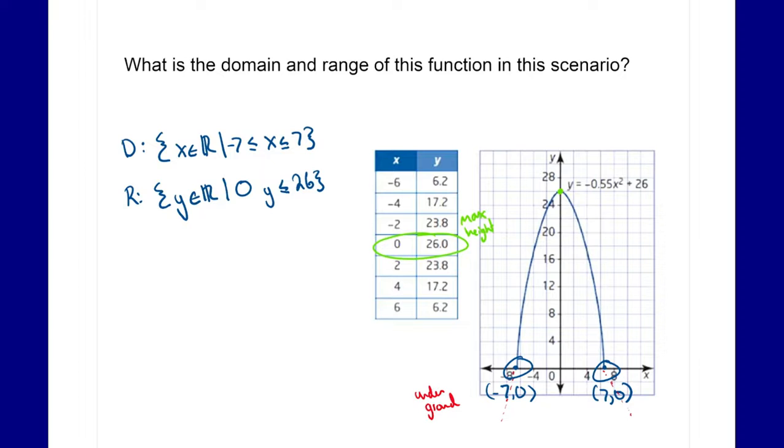So our range, y is any real number, given that y is greater than or equal to 0, but less than or equal to 26. So again, it's just making sure that we understand that based off of this scenario, we might have to change our domain and range to make sure it represents it correctly.